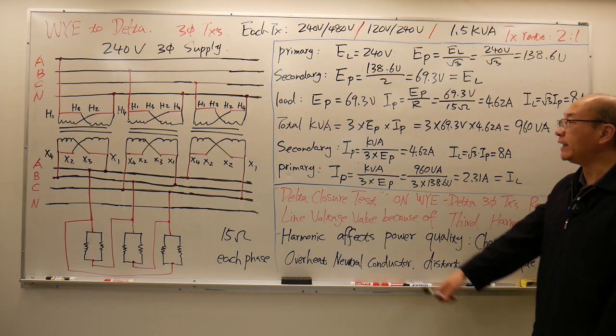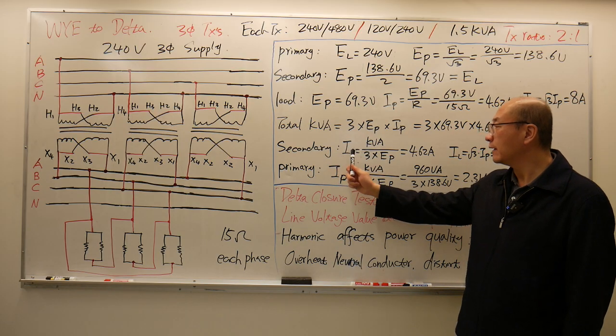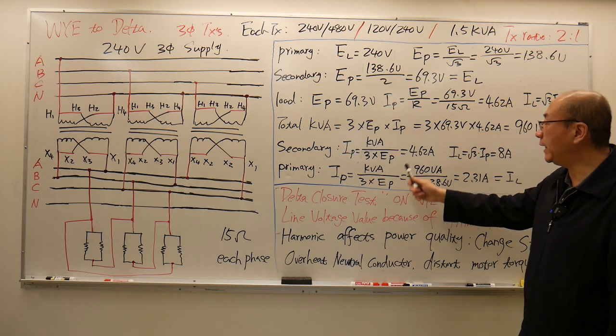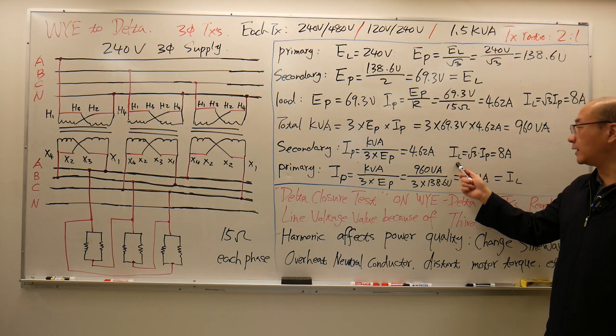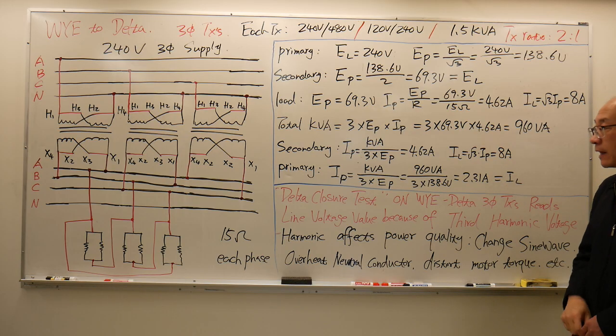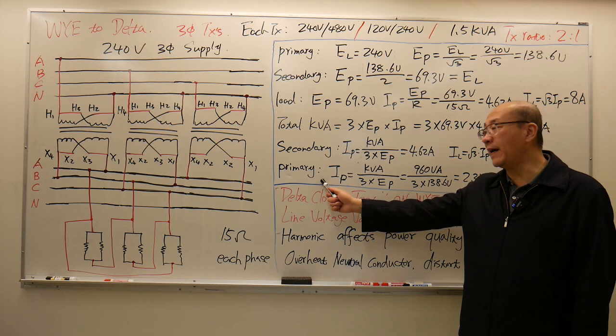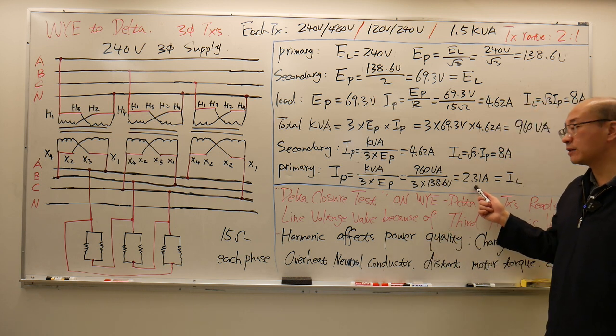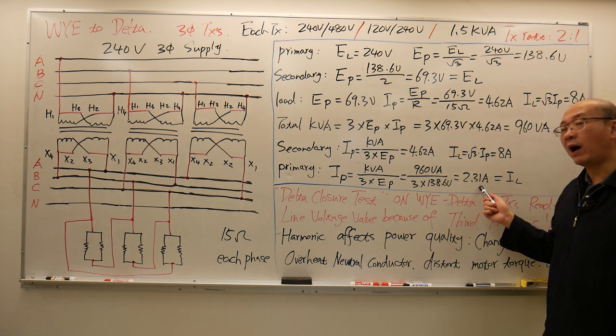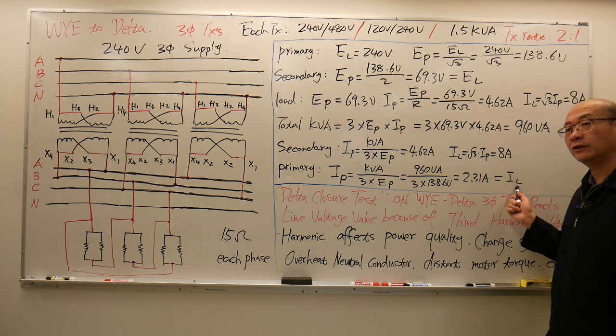For the secondary of the transformer, phase current is going to be 4.62 amps. Delta connection, line current 8 amps. Primary side, Y connected, I calculate phase current as 2.31 amps, because it's a Y connection, so the line current is going to be the same.